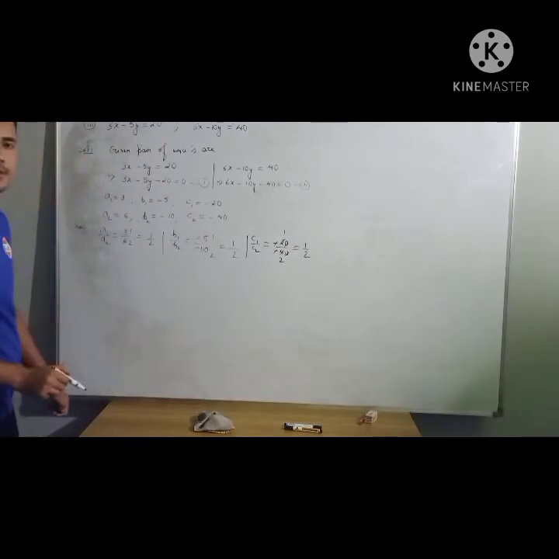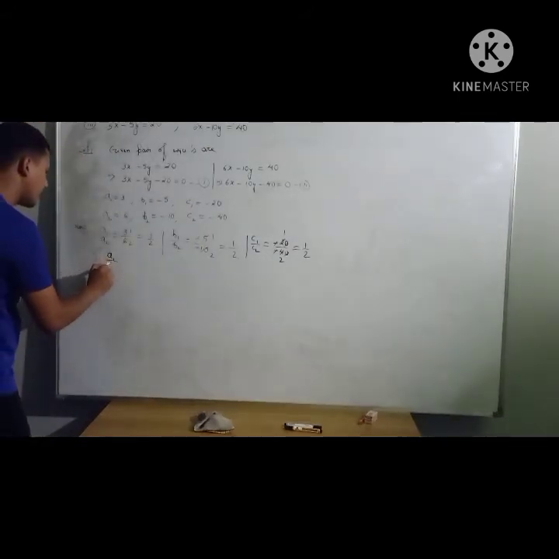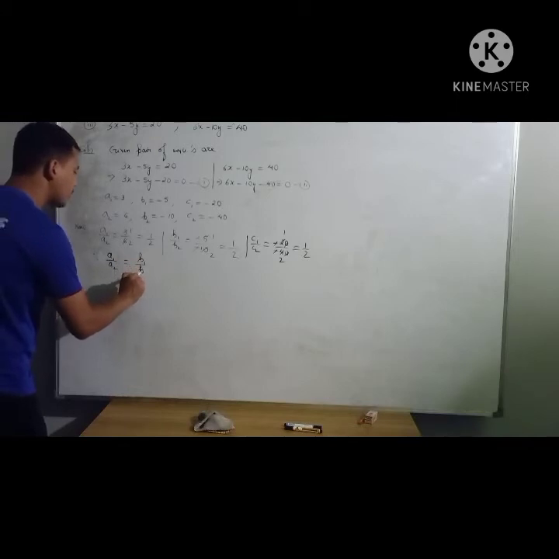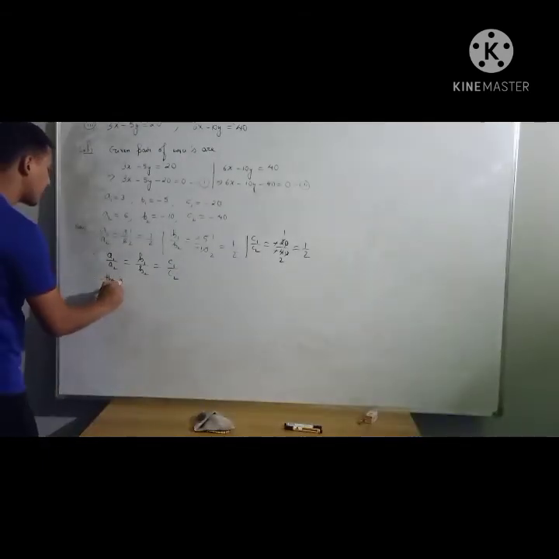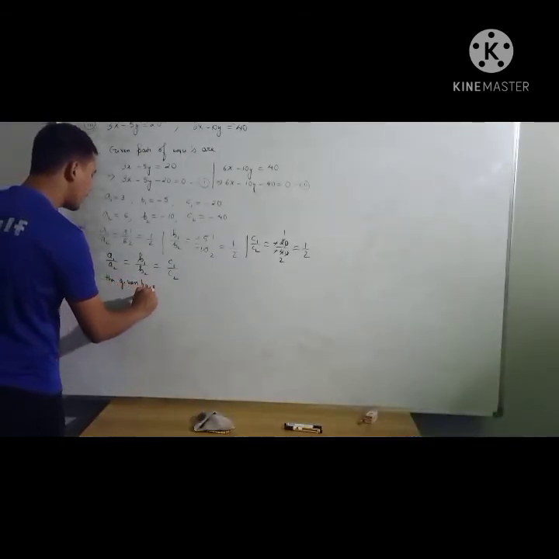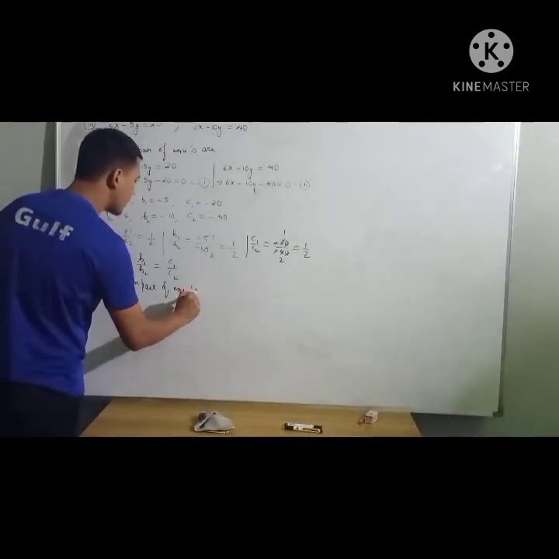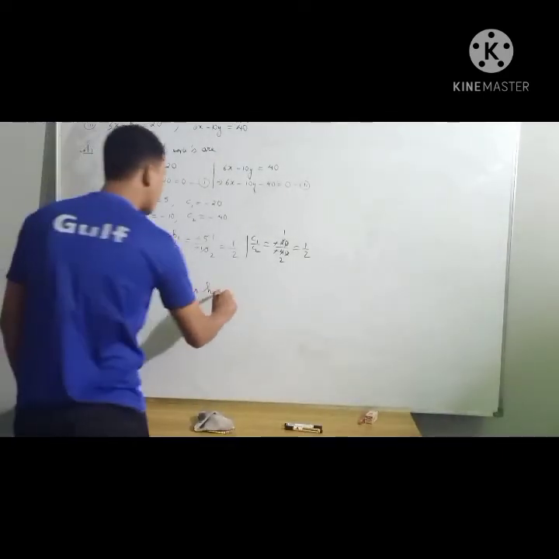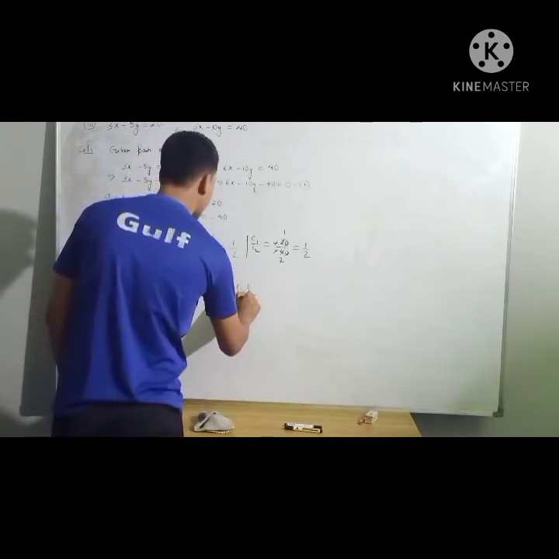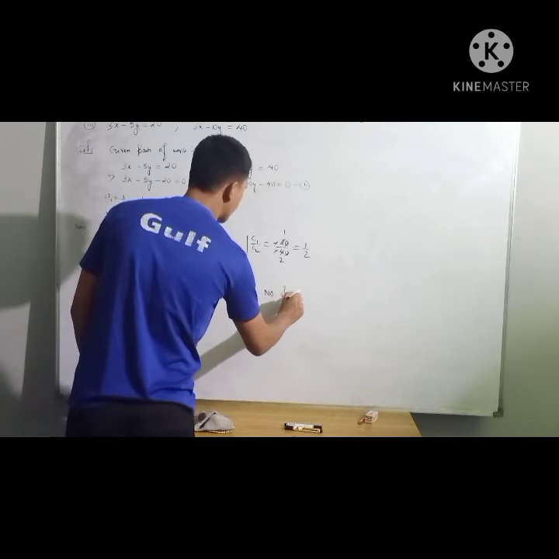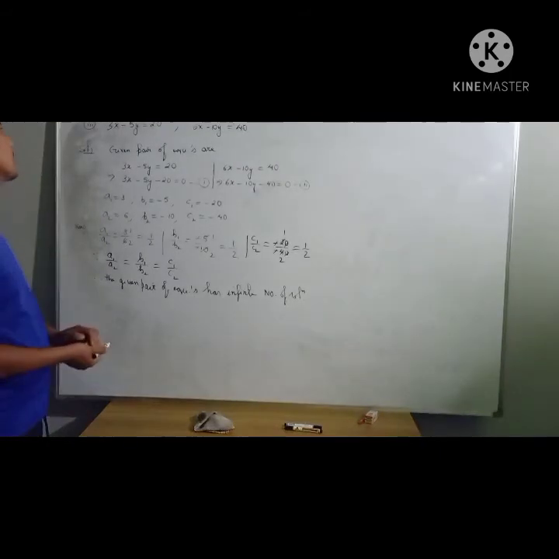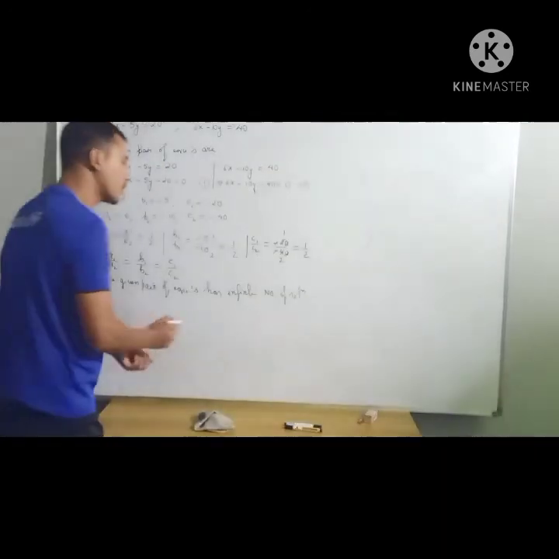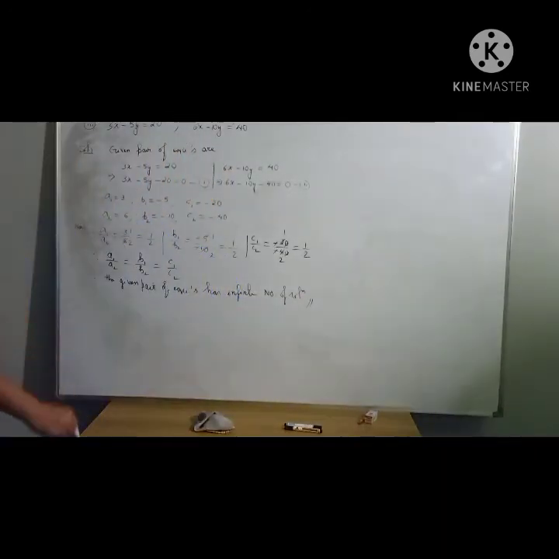We see that all the three ratios are equal, since A1 upon A2 is equal to B1 upon B2 is equal to C1 upon C2. All the three ratios are equal. Therefore, the given pair of equations has infinite number of solutions. So if there is no solution, or if there is infinite number of solutions, then we cannot solve the equations by using cross multiplication method. So we end up the question over there.